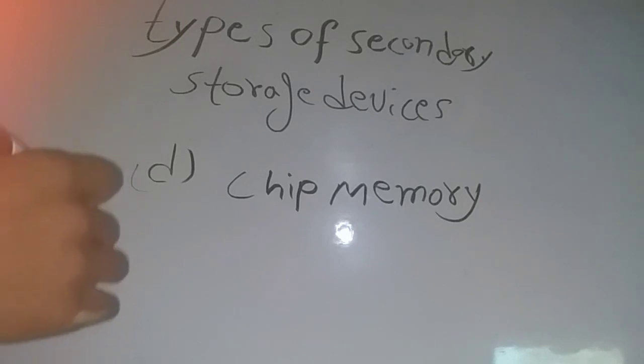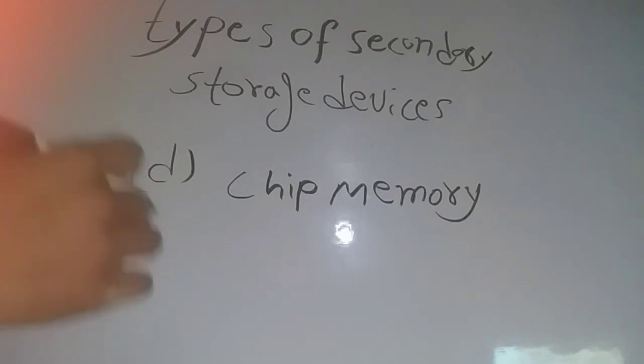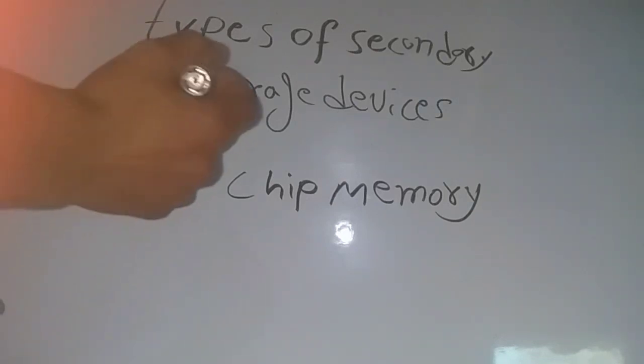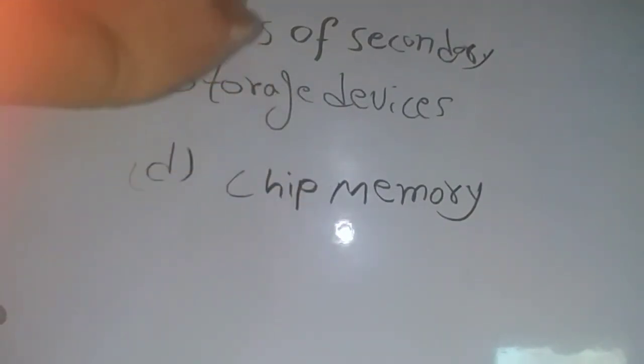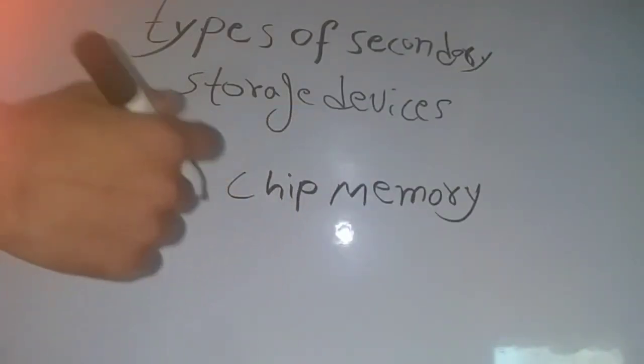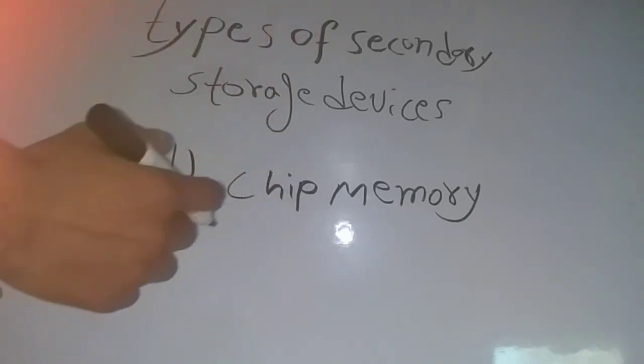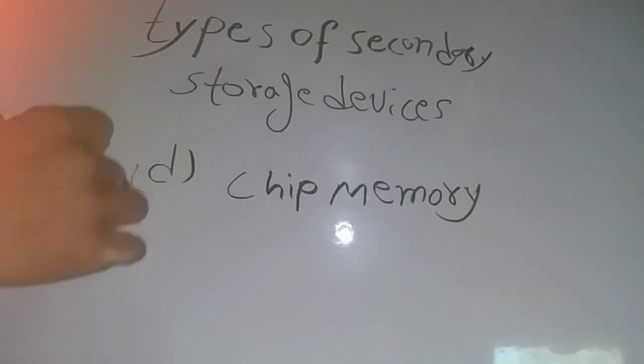The circuit, called an IC, integrated circuit, is embedded on it, and a typical chip contains millions of electronic components such as transistors. Flash memory and memory cards are two common types of chip memory, for example, a USB memory card. This is the secondary storage device of chip memory.